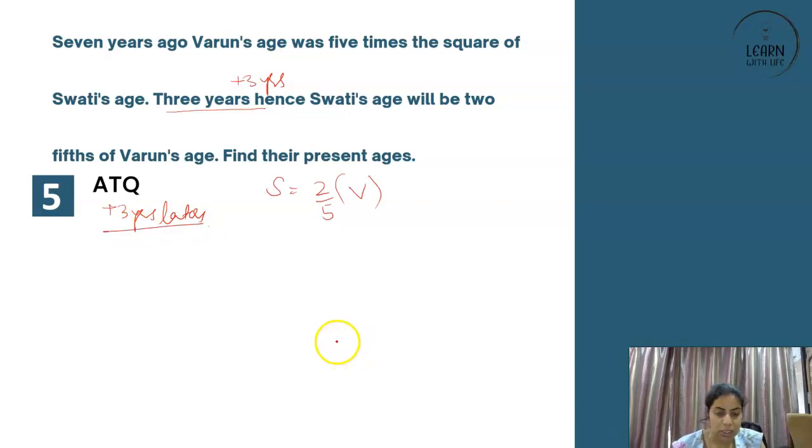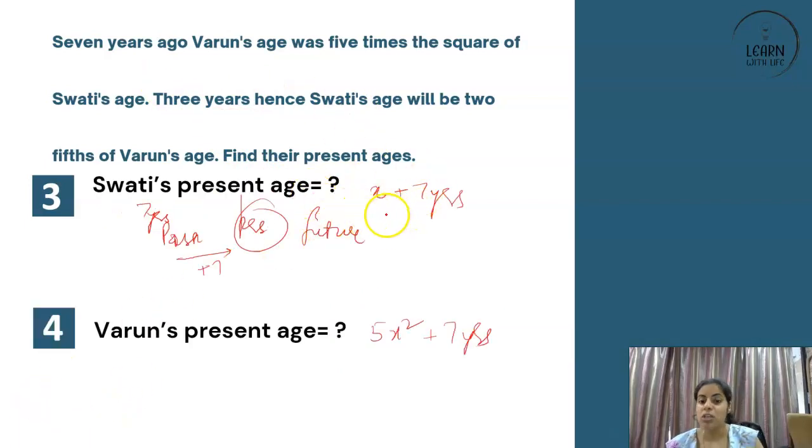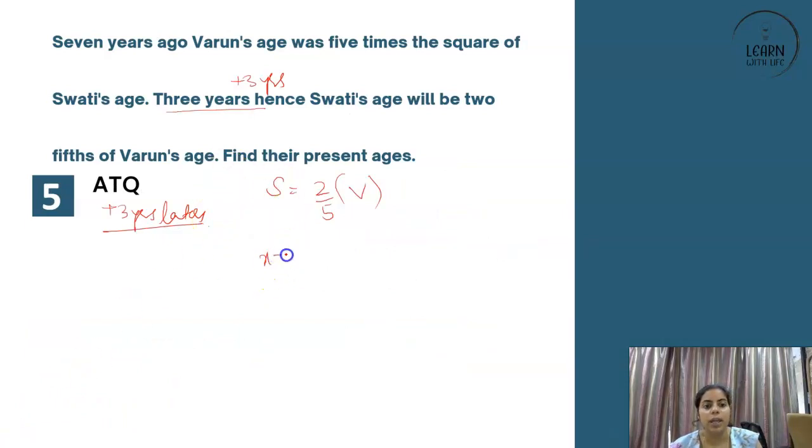Right? So if you see Swati's age, in the previous slide we saw present age is x plus 7. So after 3 years, 7 plus 3 should become 10 here. And here also if it is plus 3, it should also become 10. So 3 years hence, her age will be x plus 10 and Varun's age will also be how much? 5x square was initially, plus 7 plus 3 is plus 10. Got it? Now cross multiply, so it is 5x plus 50 is equal to 10x square plus 20.